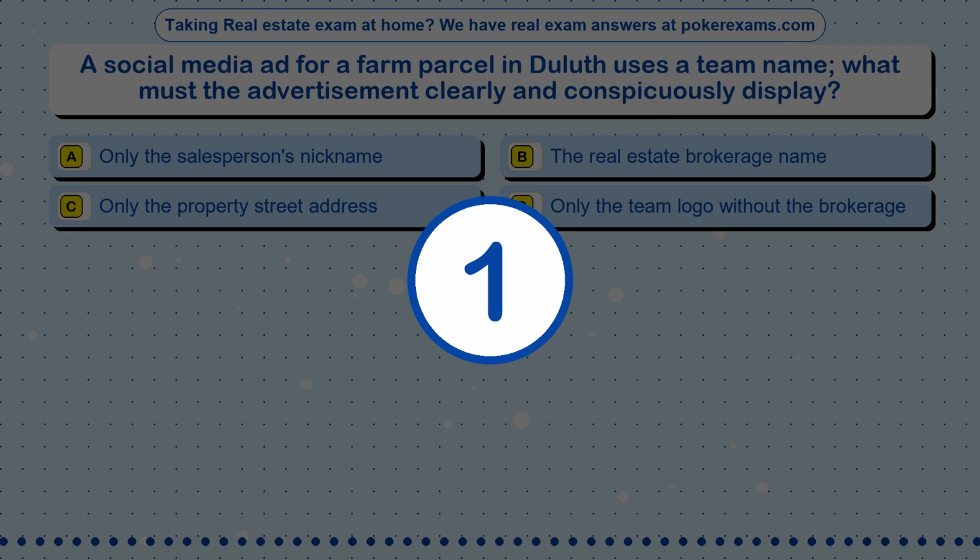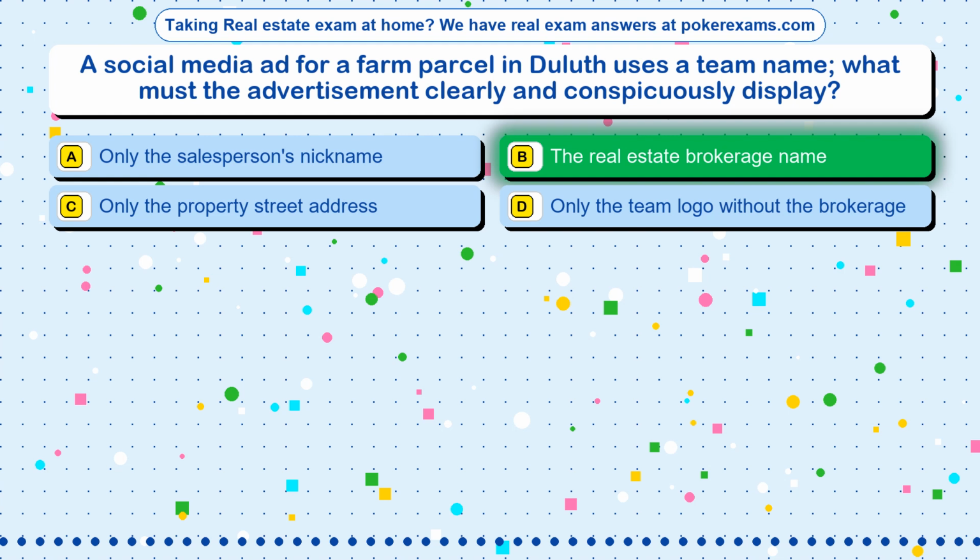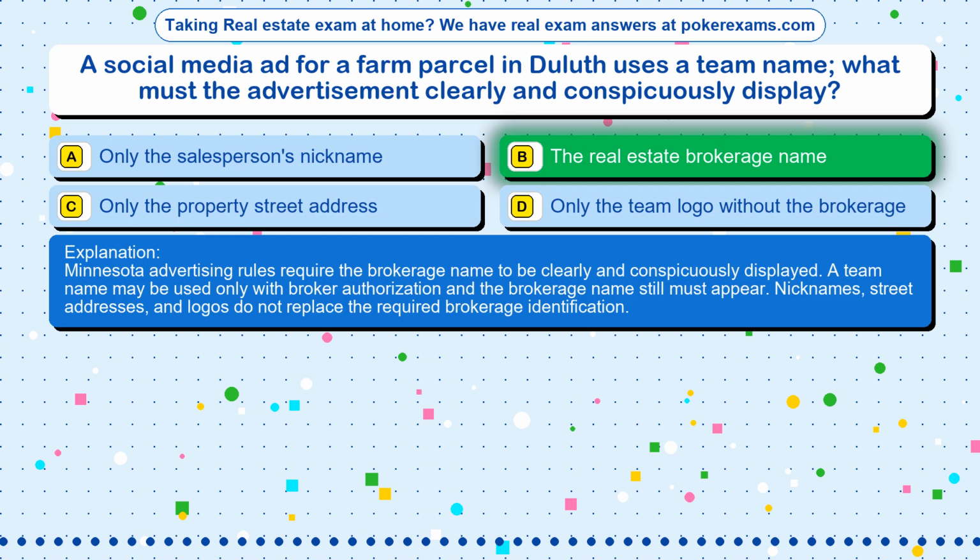The correct answer is option B. The real estate brokerage name. Minnesota advertising rules require the brokerage name to be clearly and conspicuously displayed. A team name may be used only with broker authorization, and the brokerage name still must appear. Nicknames, street addresses, and logos do not replace the required brokerage identification.